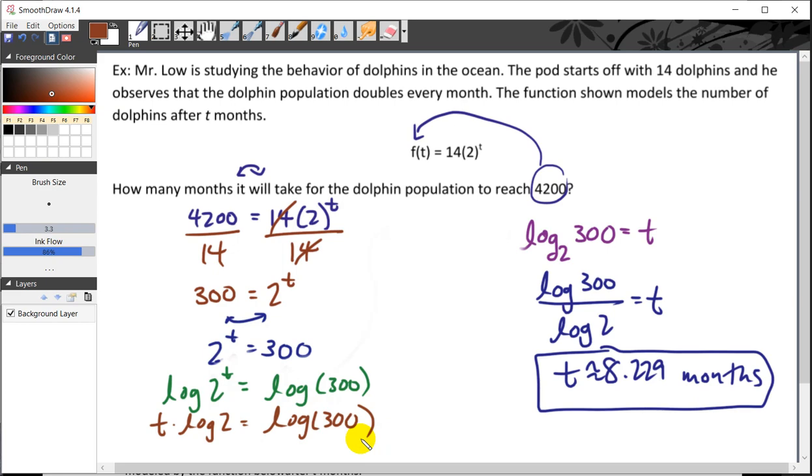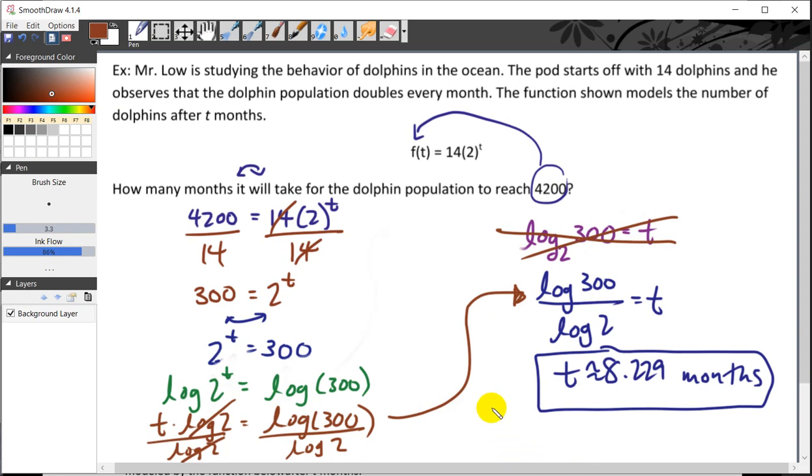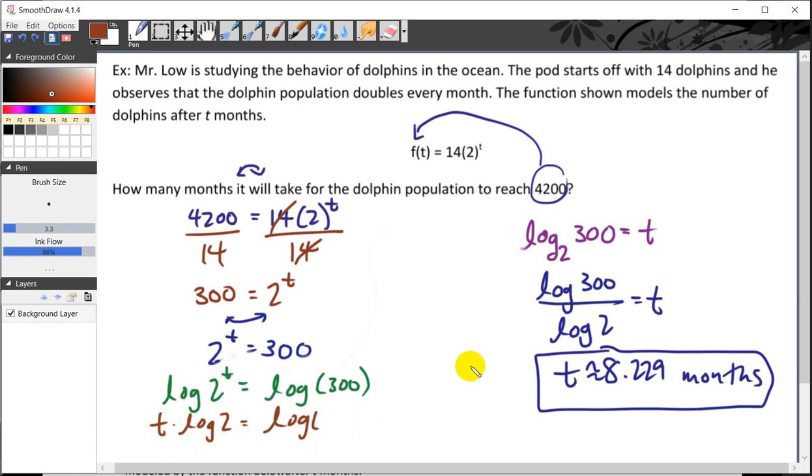Then what we can do here is divide both sides by log 2. So we didn't even need this step here, and we go straight there, and that's how we would solve for t. But in the case the question asked you to express this as a logarithmic expression, then you'd have to show it that way. I just wanted to show you there are 2 different methods you could use to solve this.